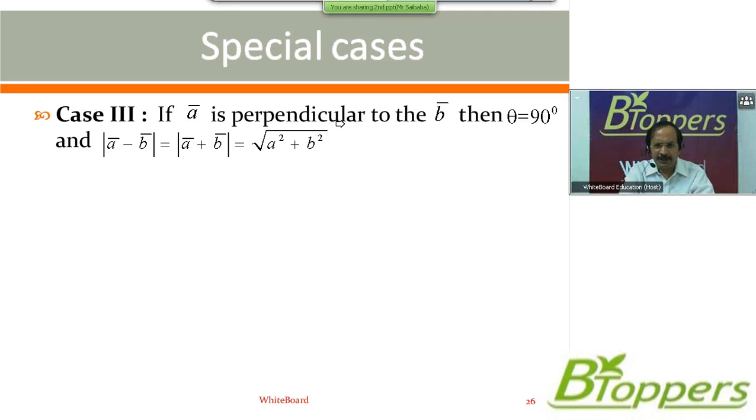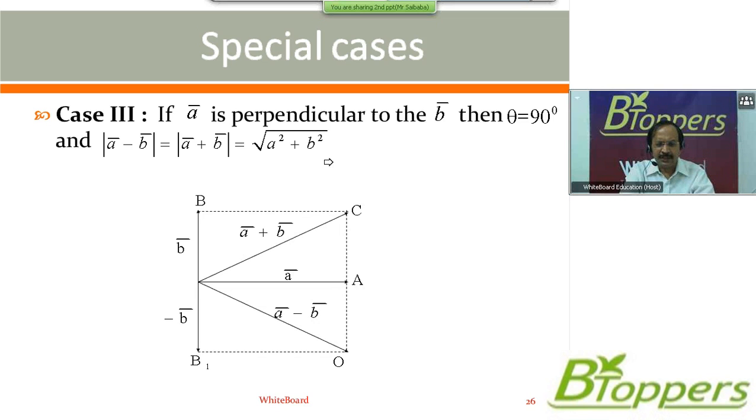Case 3, if A bar is perpendicular to B bar, then theta will be 90 degrees. In that case, mod of A bar minus B bar will be the same as mod of A bar plus B bar, and each will be equal to root of A square plus B square. But you cannot write A bar minus B bar equal to A bar plus B bar, because the directions of these two vectors are different. You can only say the modulus of this vector A bar minus B bar is the same as the modulus of this vector A bar plus B bar. But these two don't have the same direction.